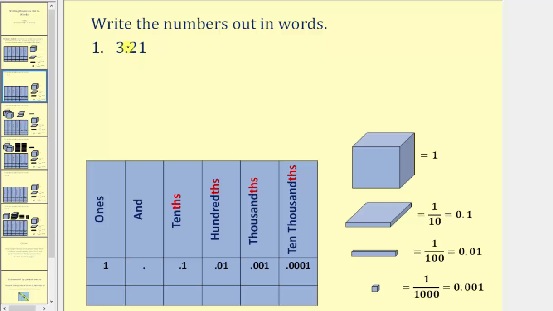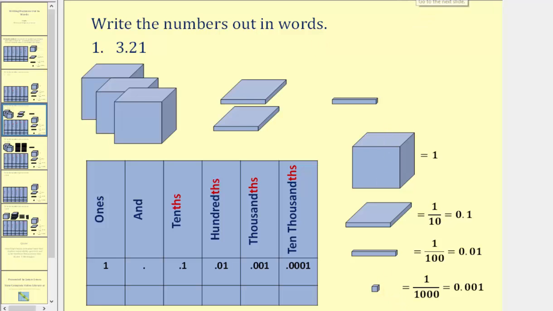Let's first model this using our base 10 blocks. So we'd have 3 ones for 3. This 2 to the right of the decimal point represents 2/10ths, which would be 2 flats. And the 1 is in the hundredths place value, which should be equal to 1 long, so this represents 1/100th. So 3.21 means 3 and 2/10ths and 1/100th, but this is normally not how we write the number out in words.